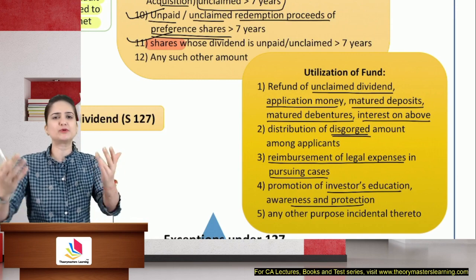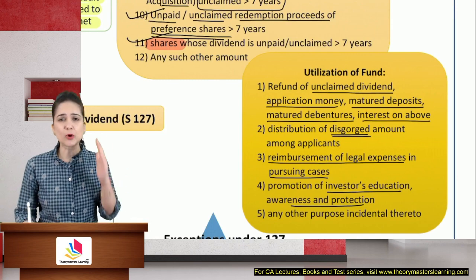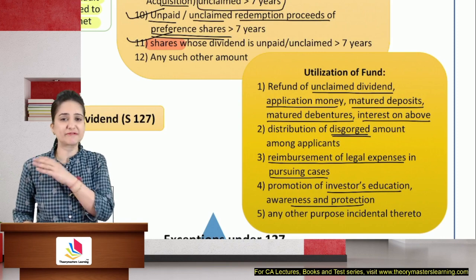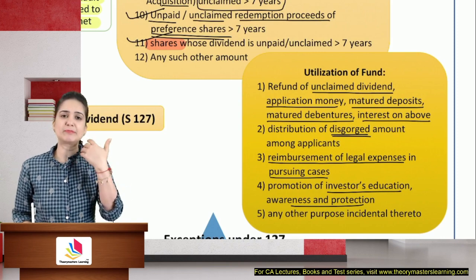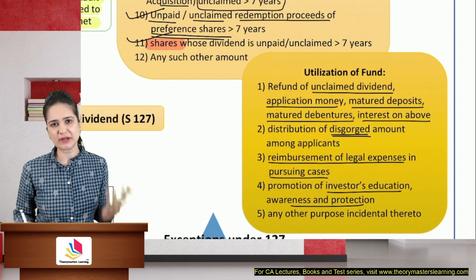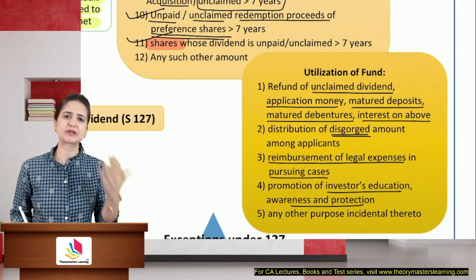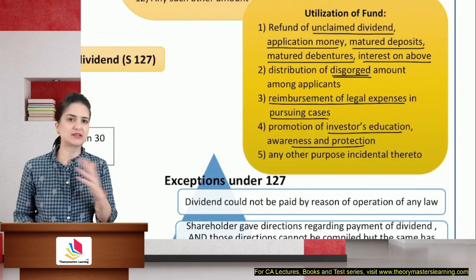Just show us proof and you can claim the shares. Don't give money to brokers who claim that they will get the shares for you. It is a free process. So to make people aware of that, we need to spend money, we need to use social media, radio, television, so money can be utilized from here and any other purpose.